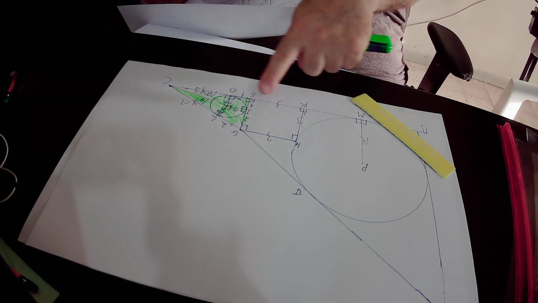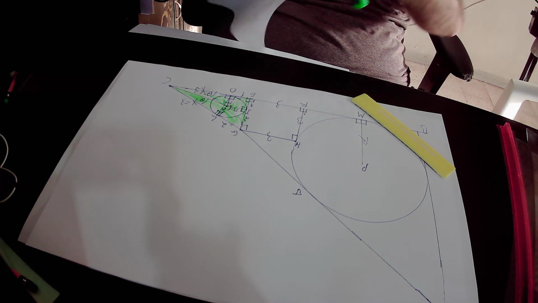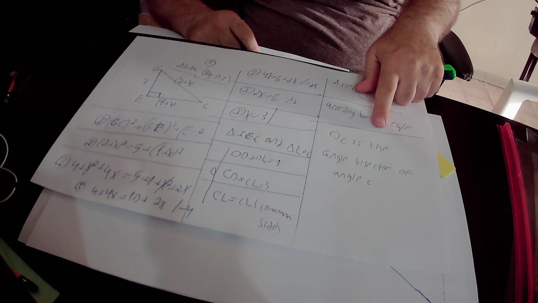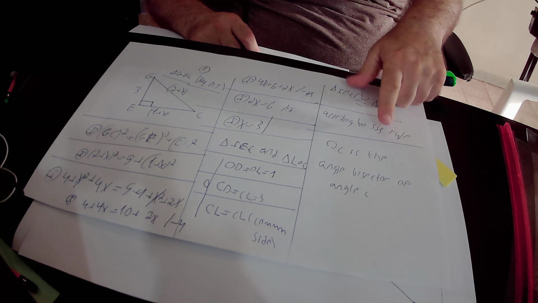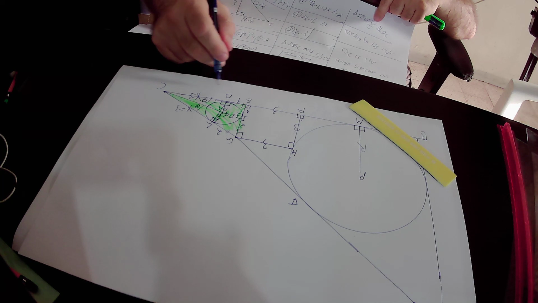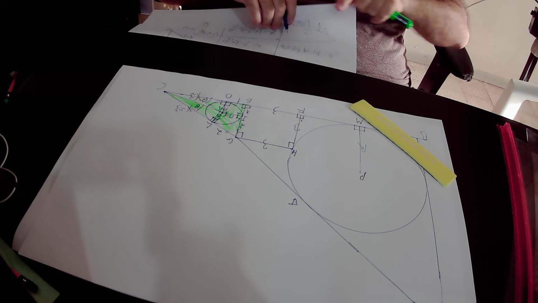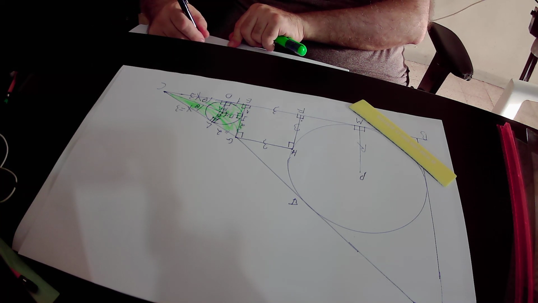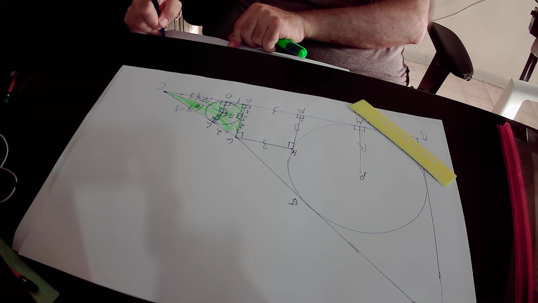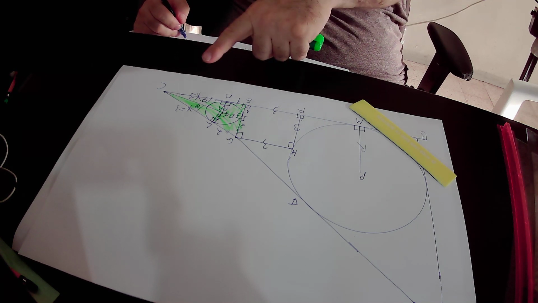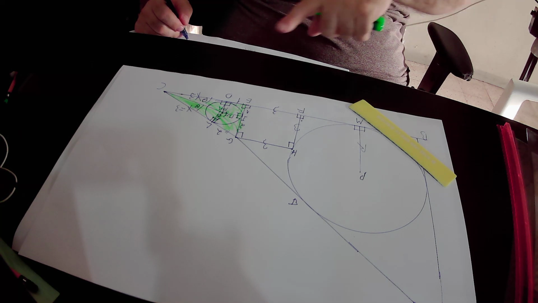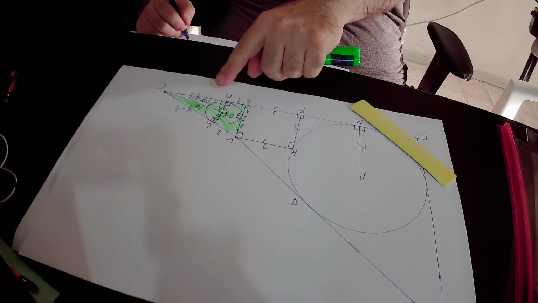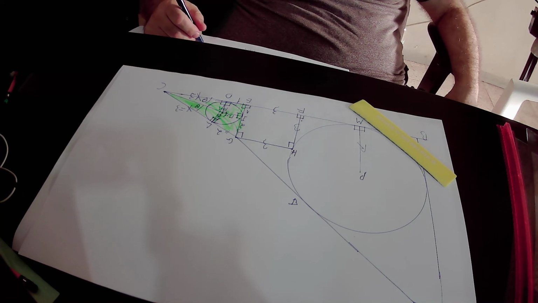Again here, OC is the angle bisector of angle C in triangle LDC. In this triangle, triangle LDC, the angle bisector OC bisects angle C into two halves. Each half equals theta.